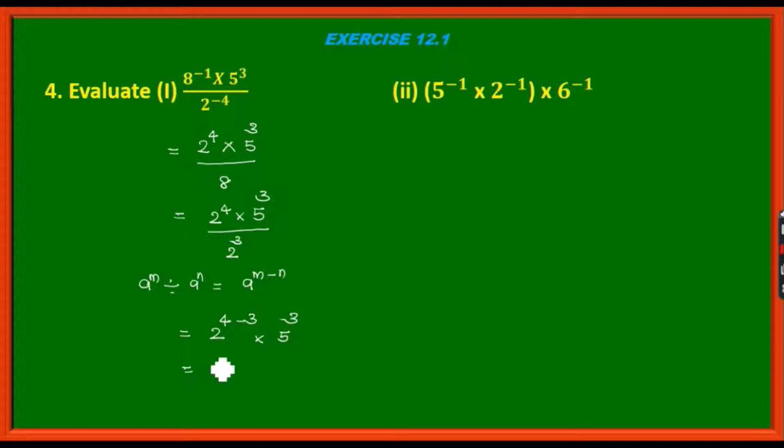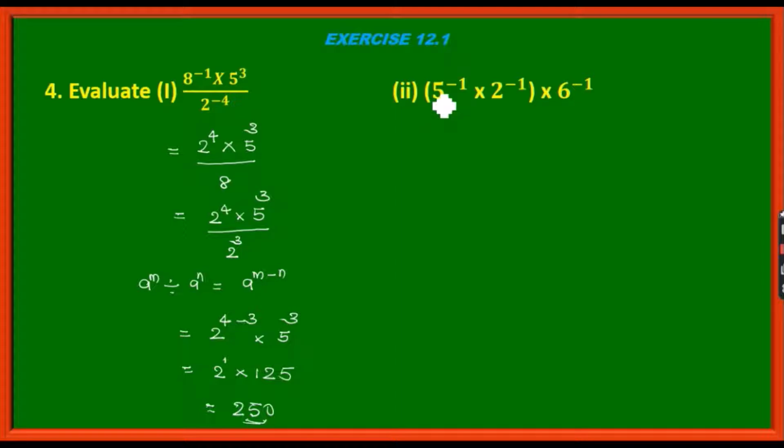That is 2 raised to 4 minus 3, that is 2 raised to 1, which means 2. 5 cube, 5 into 5 into 5, comes 125. So 2 into 125 is equal to 250. So 250 is the final answer of 8 raised to minus 1 into 5 raised to 3 all divided by 2 raised to minus 4. Let's see the second one.